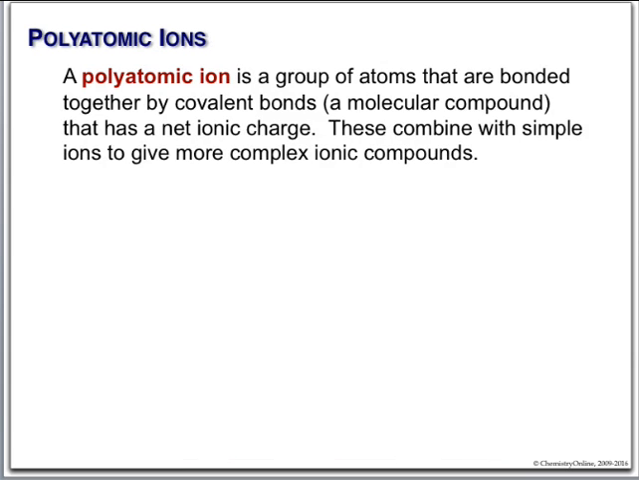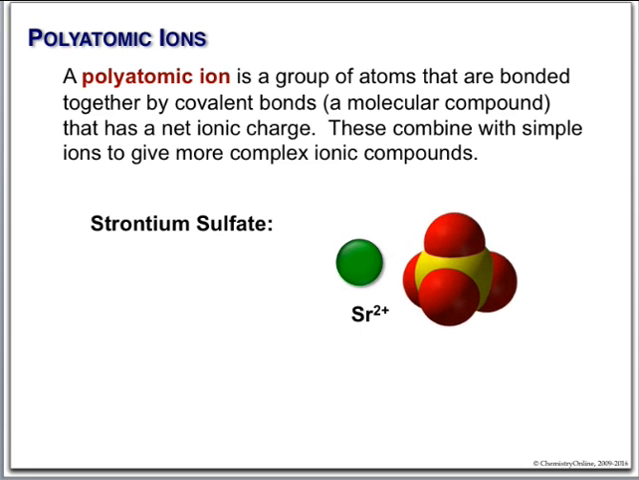A polyatomic ion is basically a lump of atoms held together by covalent bonds, just like a molecule is, except it'll have a charge. For an example, let's look at strontium sulfate. Strontium is over here in group 2, so it will have a +2 charge. Sulfate consists of 1 sulfur and 4 oxygens. Together they look like this.